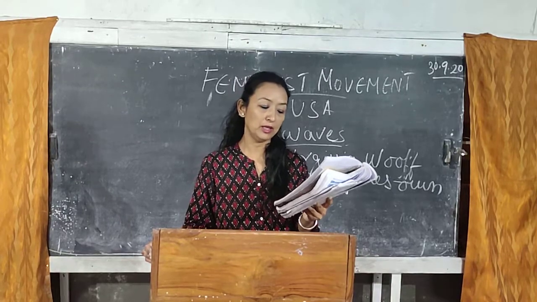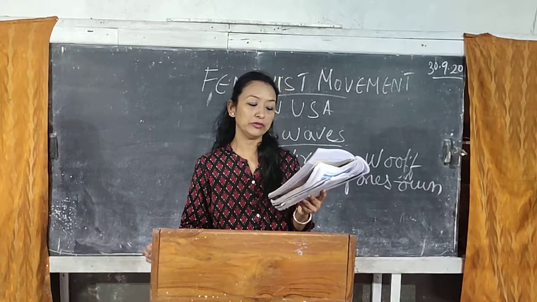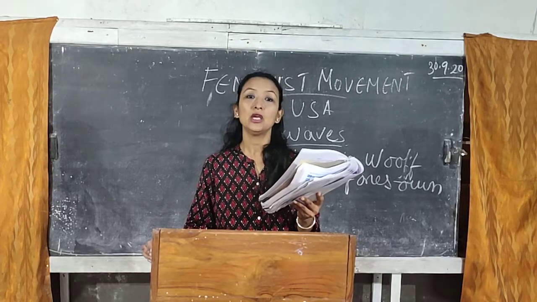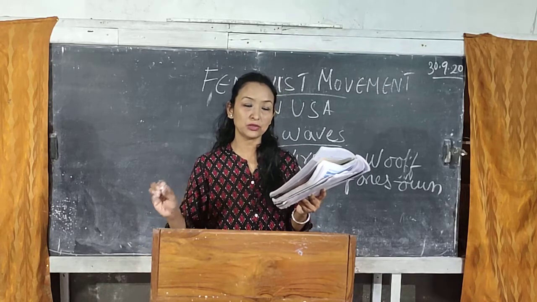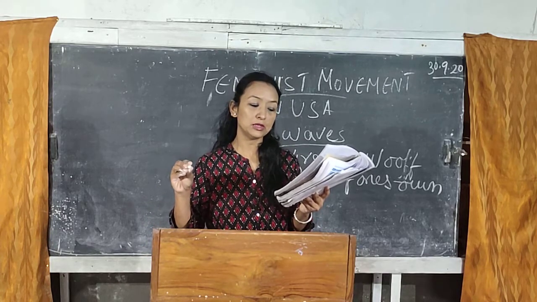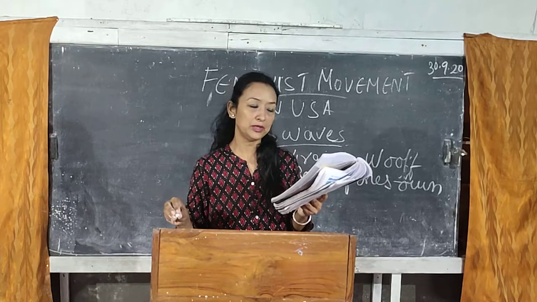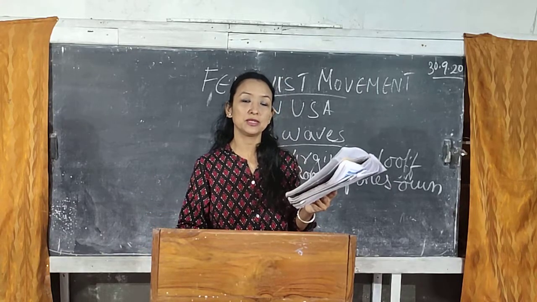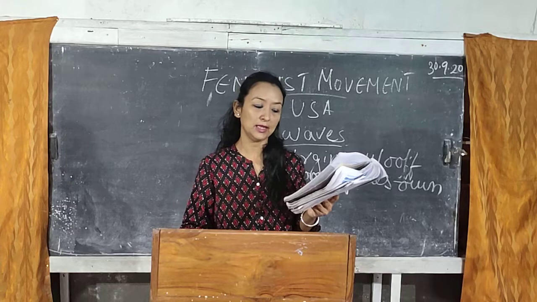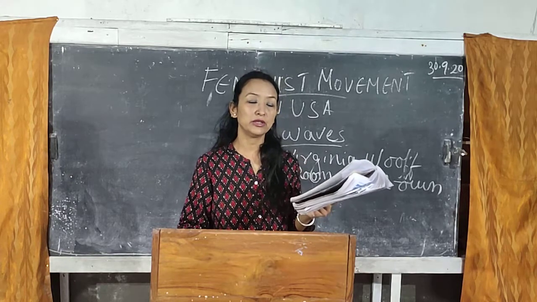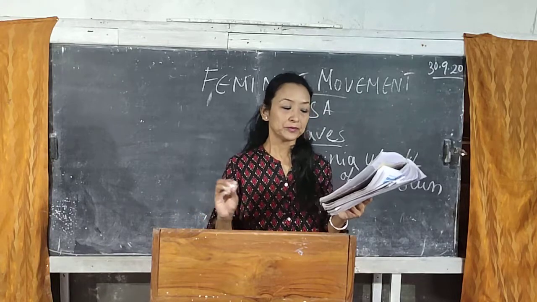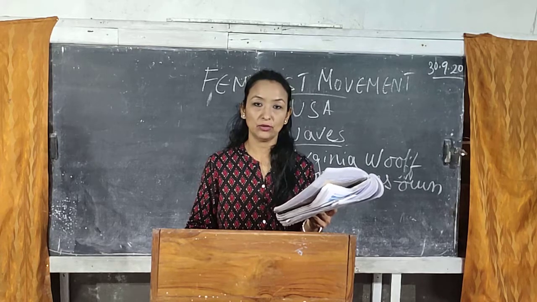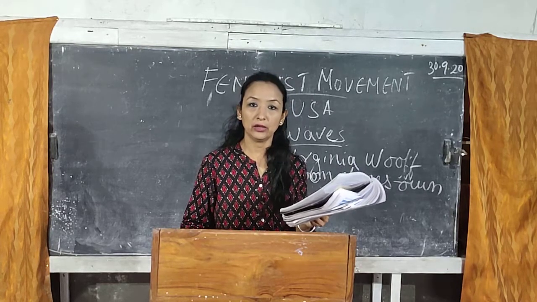Voting rights for women. In the United States, this first wave of feminism ended with the passing of the 19th Amendment to the United States Constitution. There were 19 amendments made in the Constitution of the USA, and this one was regarding what? The voting rights for women. Okay, so this is about the first wave. First wave, it demanded what? Voting rights of the women and political equality.